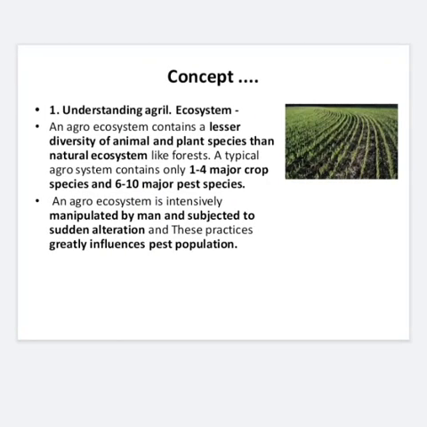The first concept is to understand the agriculture ecosystem. If we want to reduce or control the population of pests living in the agriculture ecosystem, we must understand it thoroughly. We must have knowledge of the agriculture ecosystem. Compared with a forest, it is less diverse, and it contains some major crops, 1 to 4, and 6 to 10 major pest species. And this agroecosystem is manipulated by human activities, that is, the intercultural operations, which influence the pest population.